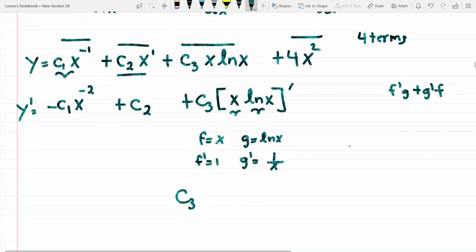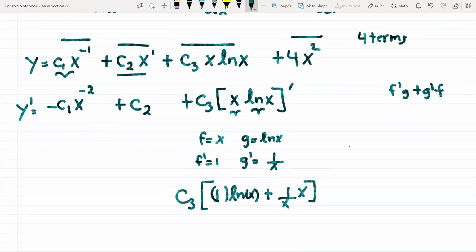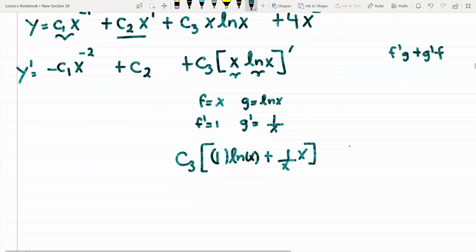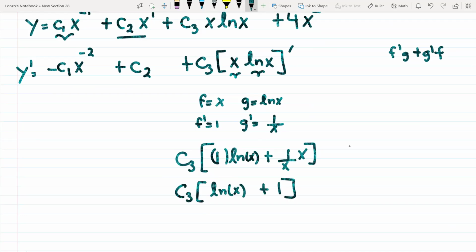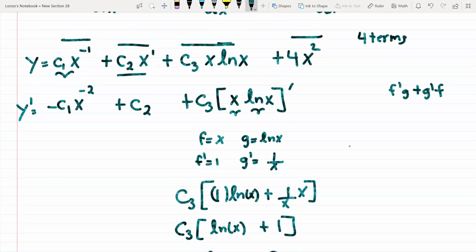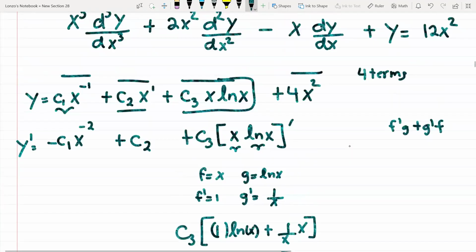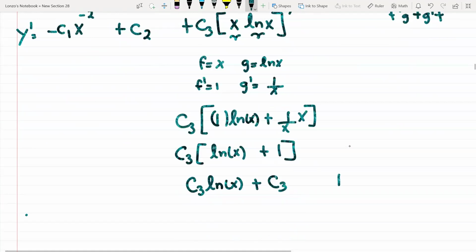So it's going to be c3, f prime is 1, regular g is ln of x, plus g prime is 1 over x times regular f, which is x. If you clean this up, 1 times ln of x is ln of x, and 1 over x times x is just 1. So if you factor out the c3, this would be c3 ln of x plus c3. So the derivative of this third term is c3 ln of x plus c3. Last term, what's the derivative of 4x squared? That would be 8x to the 1.